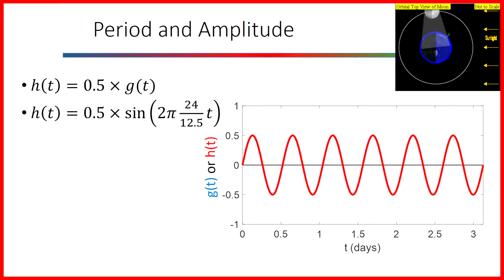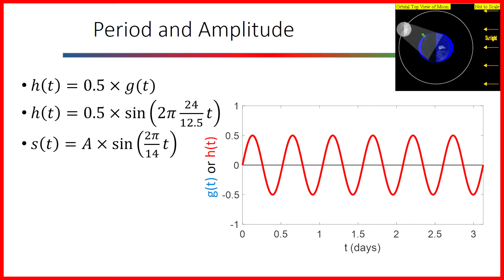Now I mentioned before that the gravitational pull of the moon and the Earth are additive. This means that the tides themselves are actually the effect of two waves adding together. We've already written the equation for one of those waves, specifically h of t is the wave caused by the moon's gravitational pull. Now let's write an equation for the sun's gravitational pull. We'll call it s of t, and it will be equal to a times the sine of 2 pi divided by 14 days times t. In this case, a is the amplitude, which I've not specified yet. However, the sun's gravitational impact on the tides is typically about half that of the moon's, so let's go ahead and replace a with 0.25.